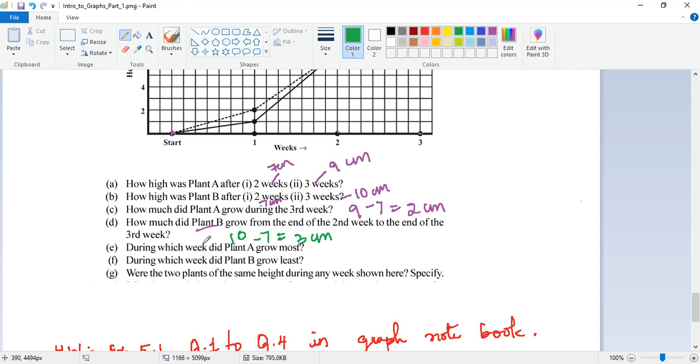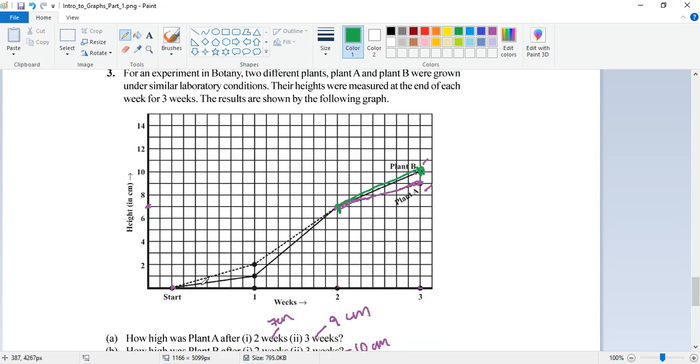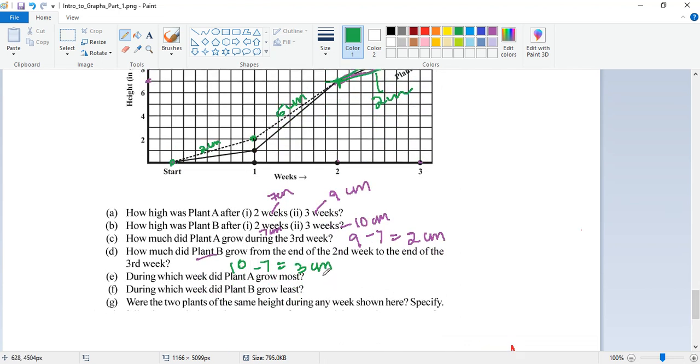During which week did plant A grow most? So when did plant A actually grow most? Now you look at the dotted lines. The dotted lines are your plant A. It has grown from here to here, 0 to 2, so here it has gone 2 centimeter. From here to here, 2 to 7, so 7 minus 2, 5 centimeter. And from here to here, 7 to 9, so 2 centimeter. So from the end of the first week to the second week, that is when it has grown most, right?